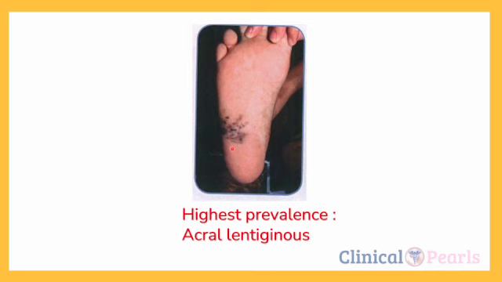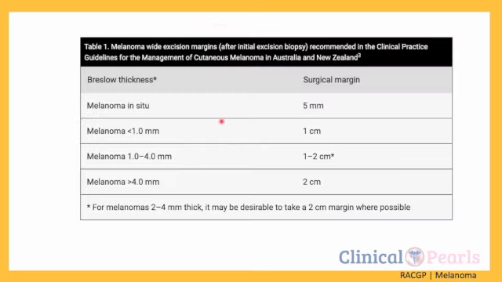Now, if after the initial excision of the melanoma, you note that the Breslow thickness are the following, you would have to do a wider excision depending on the guideline. If only in situ, or only with dysplasia, do another excision with 5 mm margin. If the melanoma is less than 1 mm, then do a surgical margin of 1 cm. Melanoma of 1 to 2 mm, do a 1 to 2 cm. However, for melanomas that are 2 to 4 mm thick, it may be desirable to take a 2 cm margin where possible. Same with those lesions that are more than 4 mm.